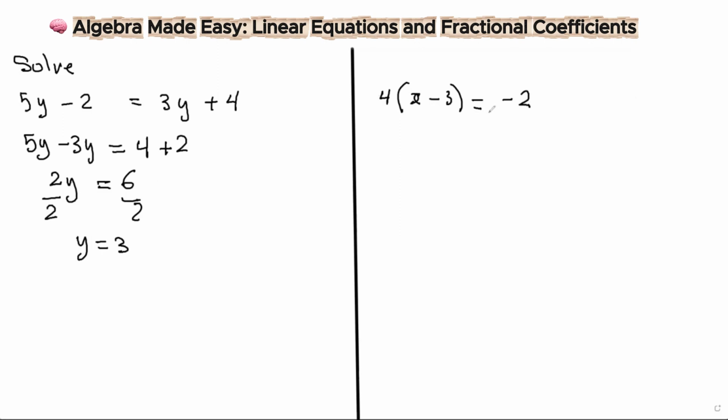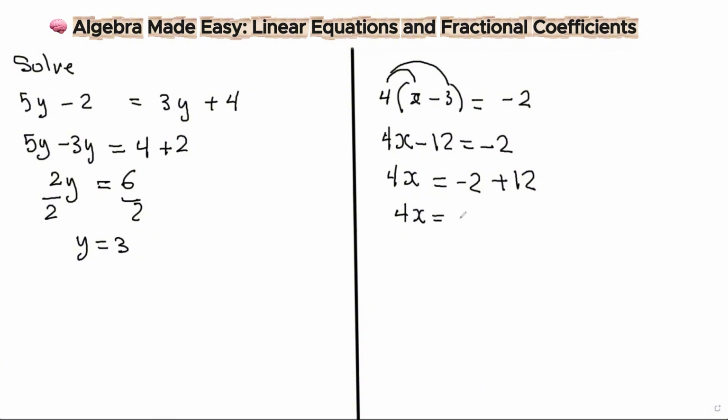Now the next question is 4 brackets x minus 3 close the bracket equals negative 2. So we have to use the property of distribution, distribute the 4 right through into the brackets, and we get 4x minus 12 equals negative 2. Now we move the negative 12 to the other side, we get 4x equals negative 2 plus 12. We have to change the sign of negative 12 since we moved it to the right side. We have 4x equals 10.